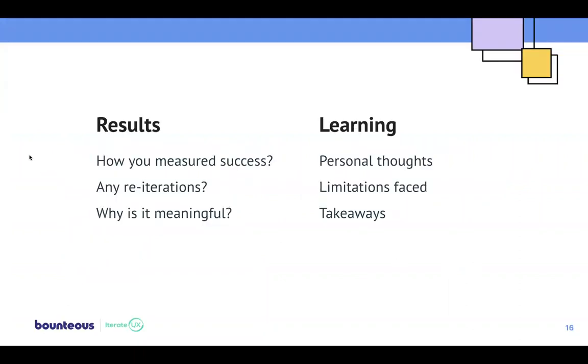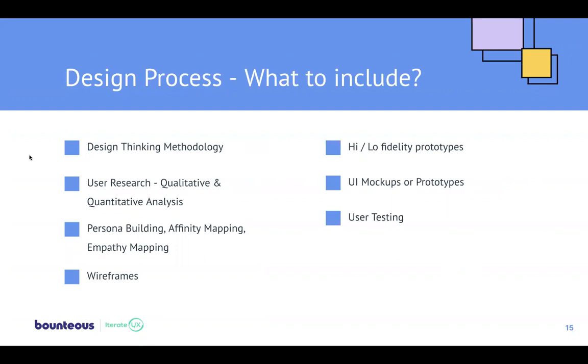So as I just mentioned, in the design process, these are what you can include in your case study: design thinking methodology, user research, which is qualitative and quantitative, persona building, affinity mapping, empathy mapping. Persona building, affinity mapping, and empathy mapping are kind of related to each other. So if you want to just include one or two of them, totally okay with that. It is only to analyze who your target audience are and to empathize with them.